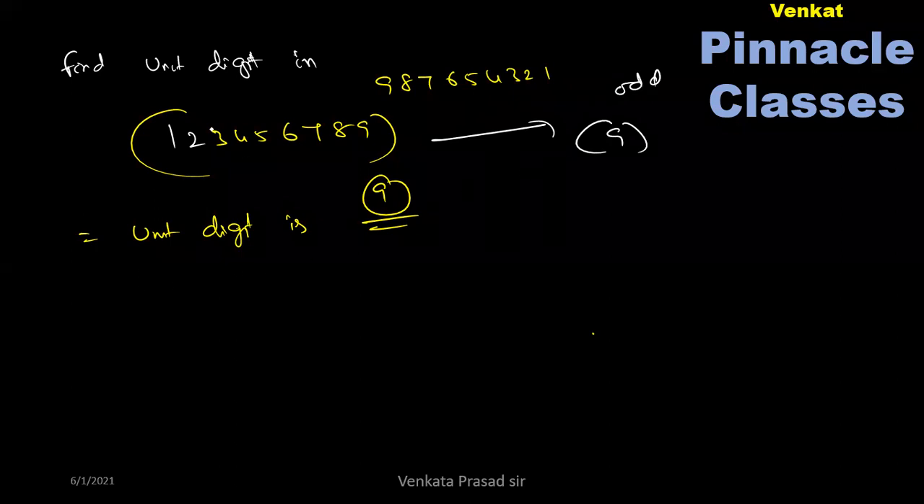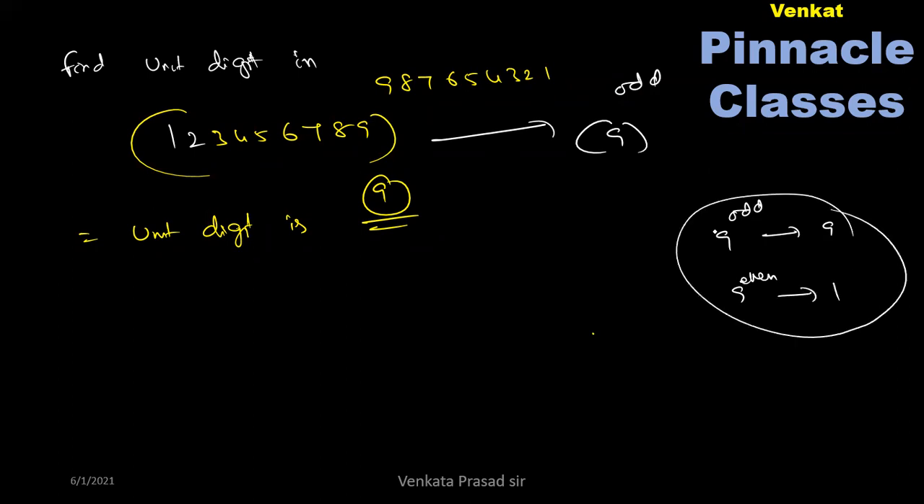That is the advantage. But last time we discussed: 9 to an odd number gives 9, 9 to an even number gives 1. Similarly 4 to an odd number gives 4, and 4 to an even number gives 6. Practice is required here.